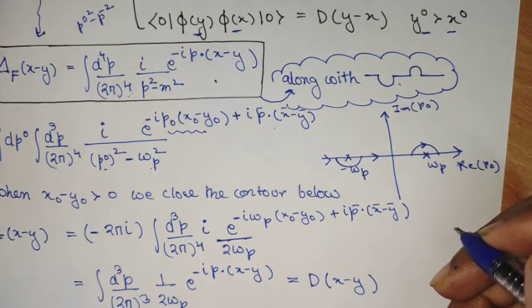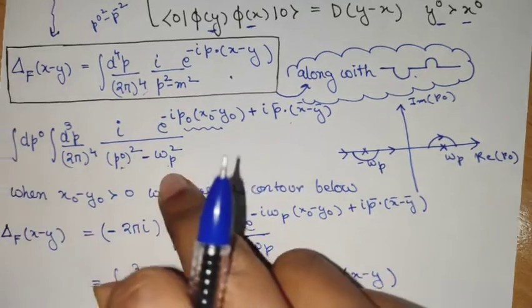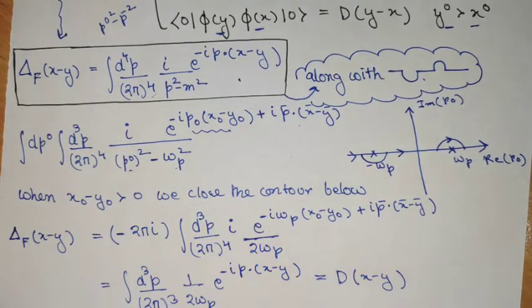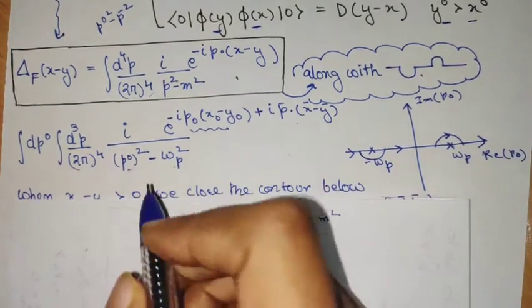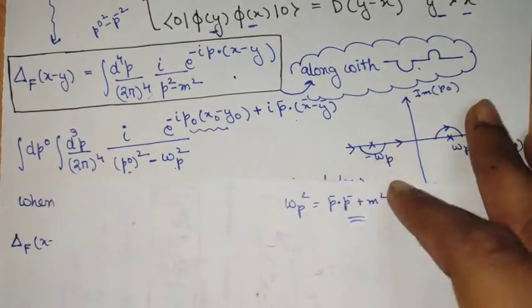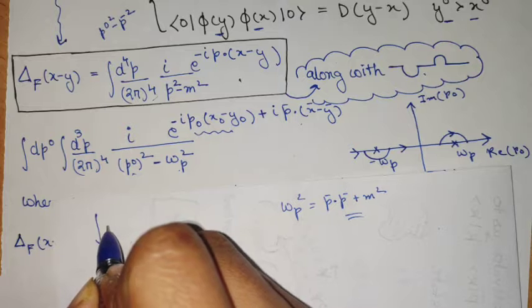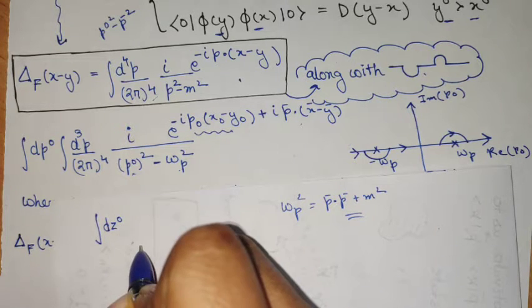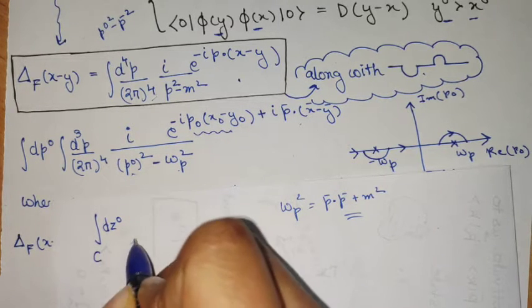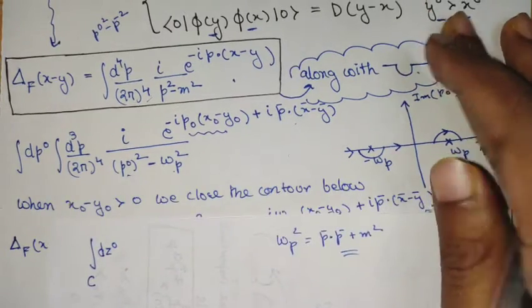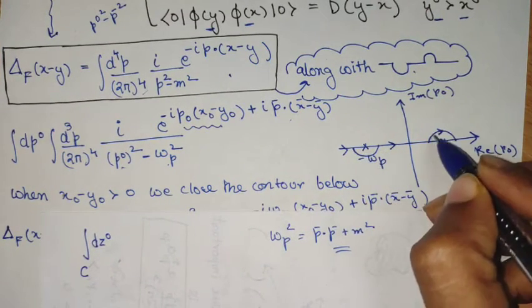But now you see, while doing the contour integration, we complexify p0. So this is a real integral that we see here. But while doing the contour integration, we complexify this integral to dz0, suppose, and this will be around the contour. Now if I choose such a contour, so here I have chosen the contour.